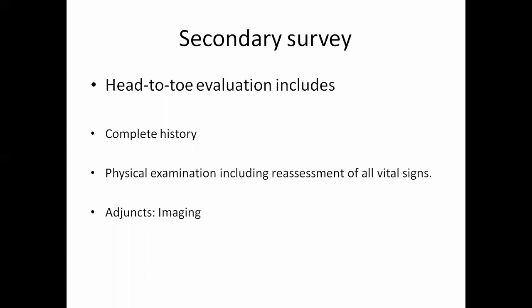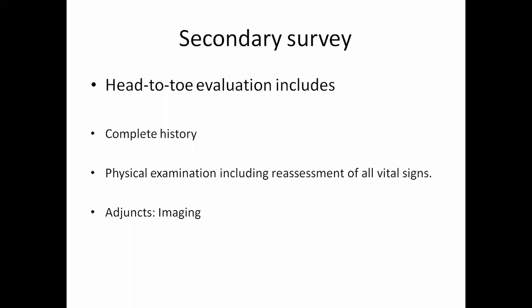So after completion of primary survey and initial stabilization of the child, we'll quickly move on to secondary survey. Secondary survey is head to toe evaluation, complete history. It is similar to the SAMPLE history in your PALS. Apart from the SAMPLE, you will remove S here because there will be no signs and symptoms. It is only RTA. And physical examination, including the assessment of all the vital signs. You need to go for head-to-toe examination, including the assessment of vital signs. And adjuncts, you go for imaging.